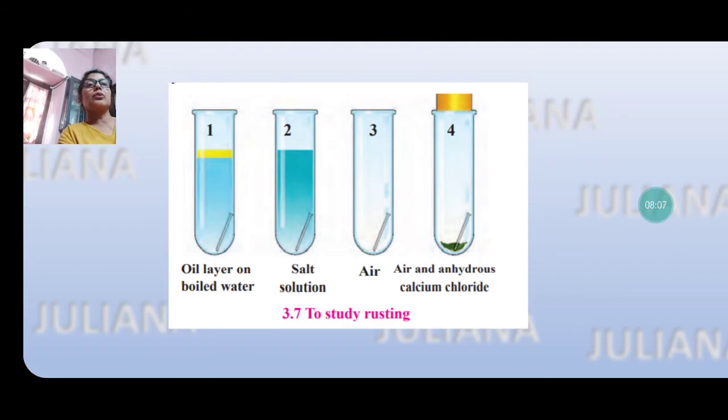Anhydrous calcium chloride will absorb any moisture that is present. So air and anhydrous calcium chloride are present in the last test tube, and a nail is added in each one. Which one do you think will rust first? Test tube 1, 2, 3 or 4? Any guesses? Yes, the salt solution, the second one. Salt increases the speed of oxidation, and plus there is air, there is moisture, and there is salt to increase the oxidation reaction. So first of all, the salt solution nail will get rusted the most.